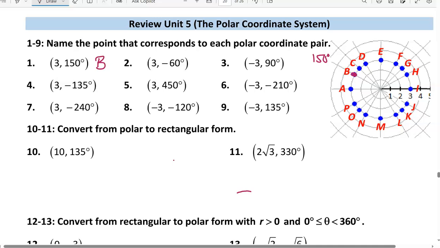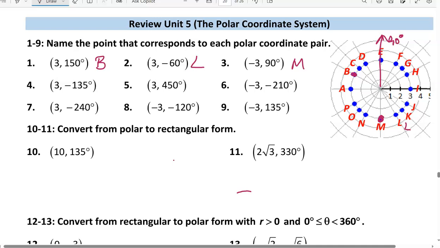For number 2, we're asked to find the point 3, negative 60 degrees. So we have to rotate here from the polar axis negative 60 degrees and move 3 out from there. That gives us point L. For 3, we're finding the point negative 3, 90 degrees. If we find the 90 degree spoke, then move in the opposite direction 3 from there, that brings us to point M.